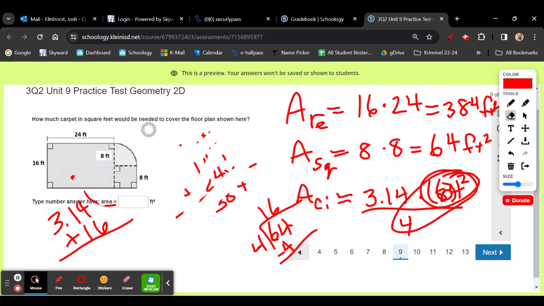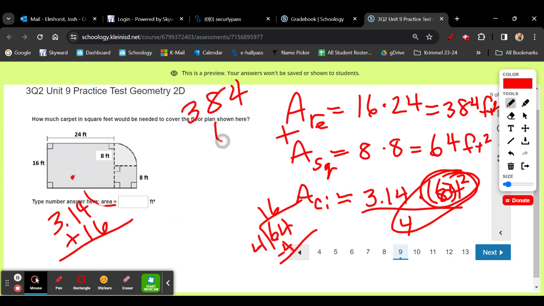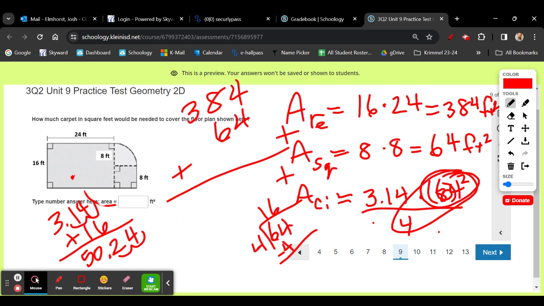We got all this going on here. Let's clear this off. We got 384 plus 64 plus, after we multiply 16 times pi, we're going to add that in there to find the total area. 50.24 added up to find the total area.